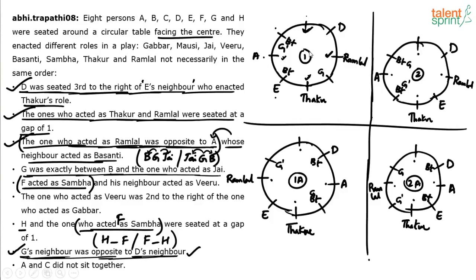Now if you look at case number 1, can G come in this position? No. Because if you take G in this position, the neighbors are Ramlal and Thakur. I know that G's neighbor should be J. Both the characters are not J. One character is Ramlal, the other character is Thakur, which means G cannot come here.